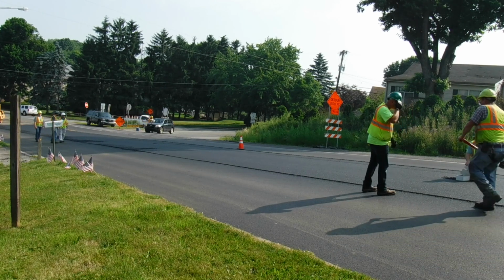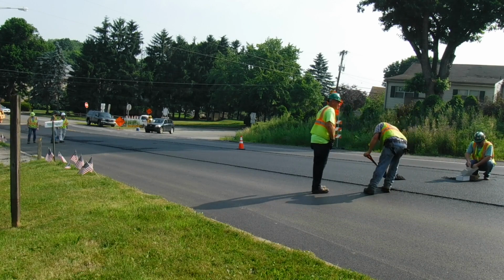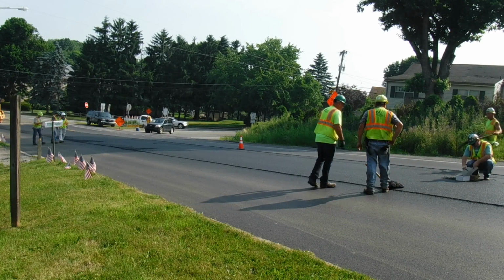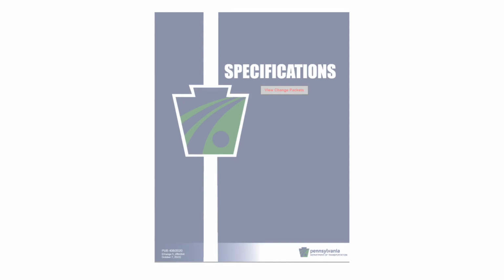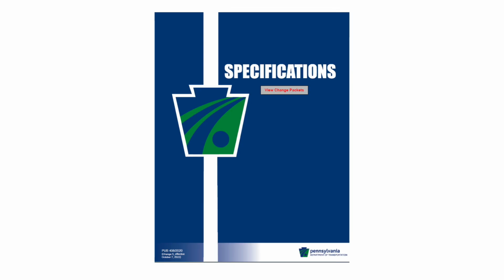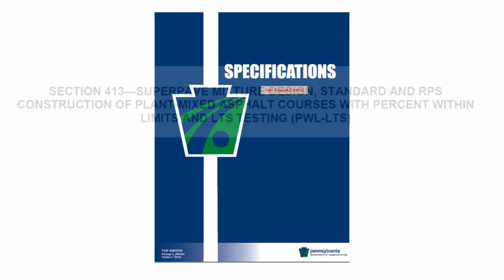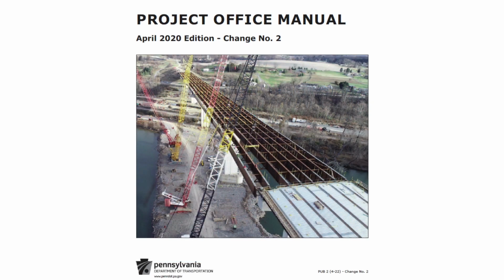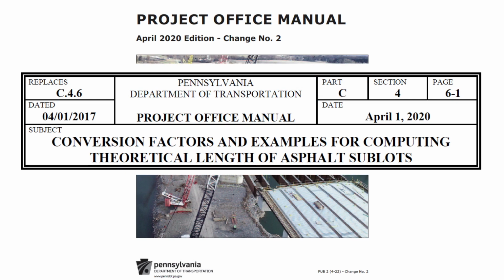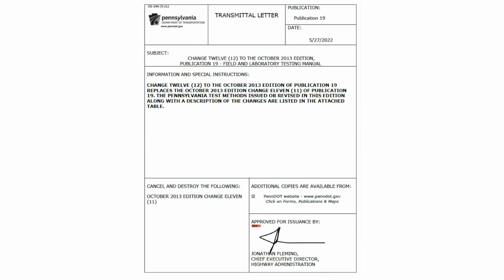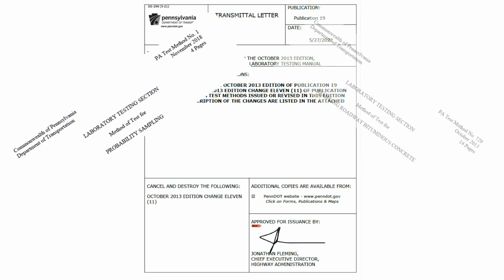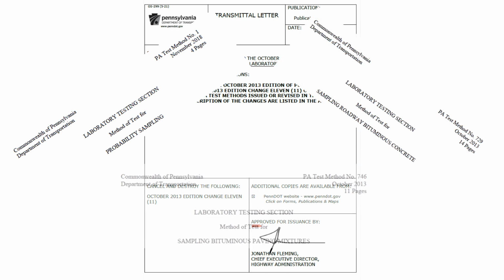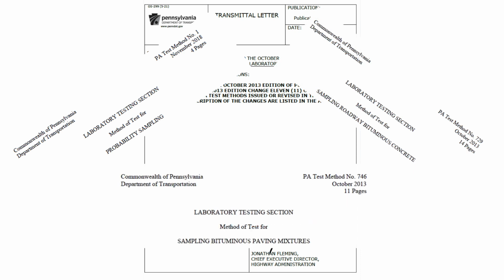This video will provide a detailed overview on how to properly set up asphalt sampling lots and from where to lift the samples. The key references needed for setting up asphalt sampling locations are Publication 408, Section 413, Publication 2, Project Office Manual, Section C.4.6, and Publication 19, Pennsylvania Test Methods, also known as PTMs, Number 1 for random sampling, Number 729 for pavement cores, and Number 746 for loose box sampling.